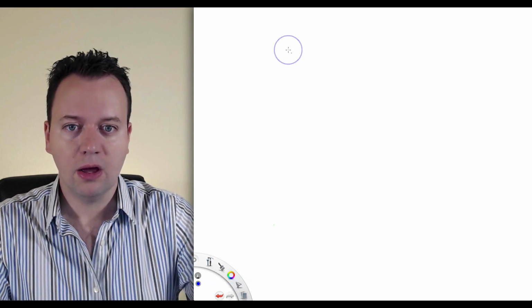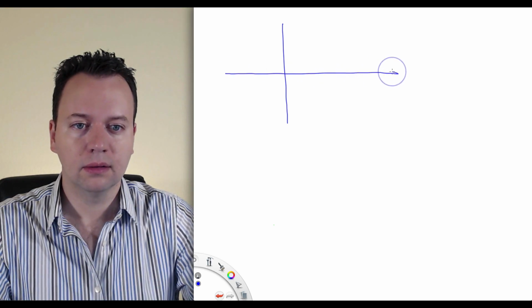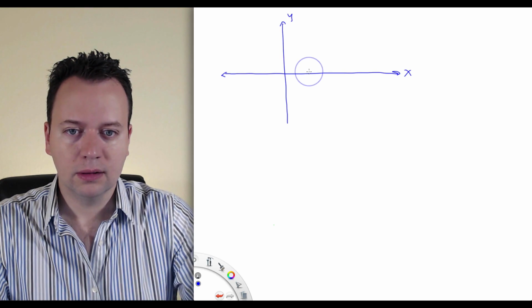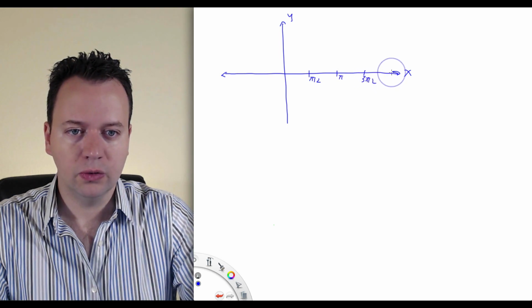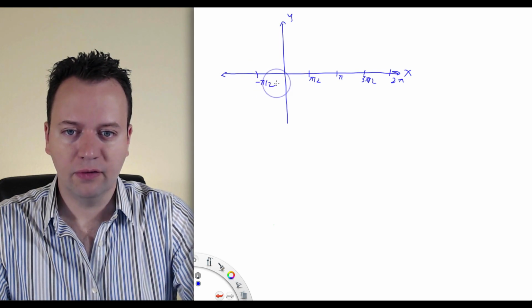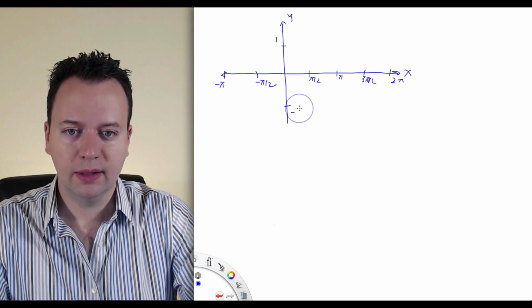So first, let's start by making a graph of sine of x. So here's x, here's y. Let's say this is pi over 2, pi, 3 pi over 2, and 2 pi. Then on the left we have minus pi over 2 and minus pi. And then on the y-axis we have plus 1 and minus 1.